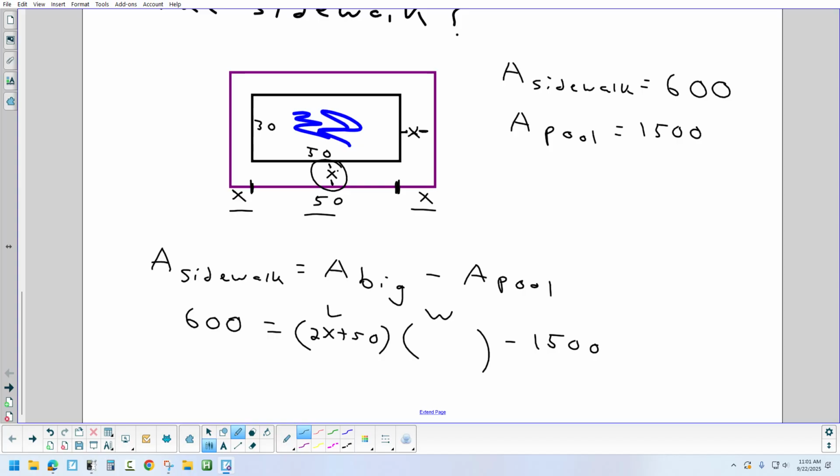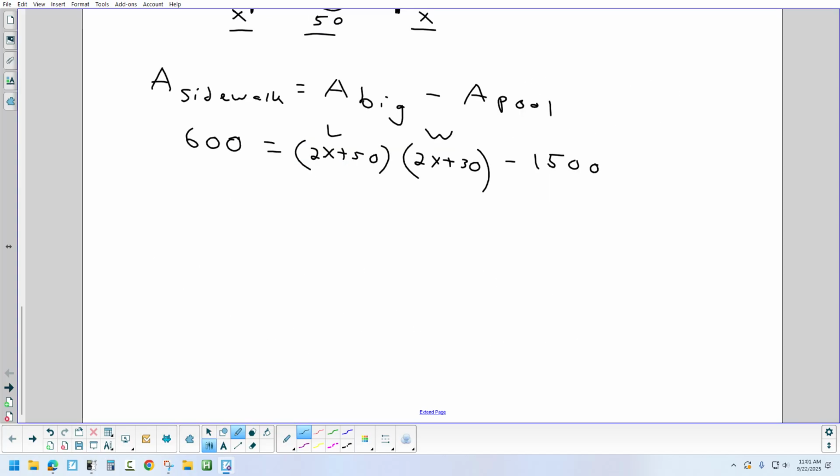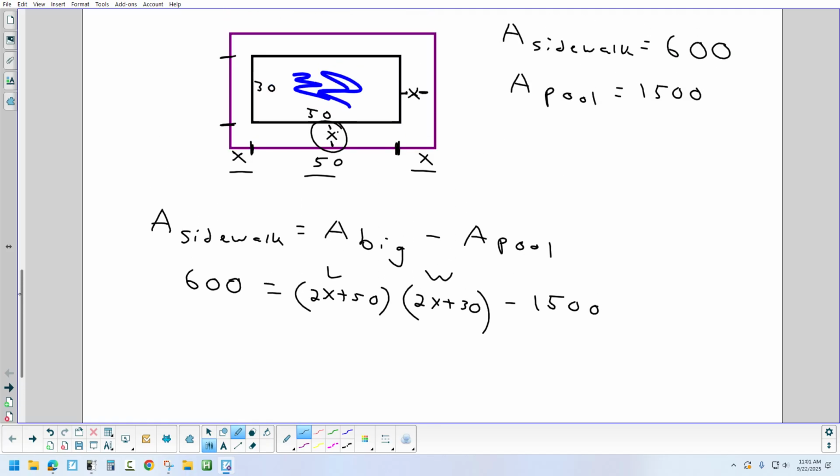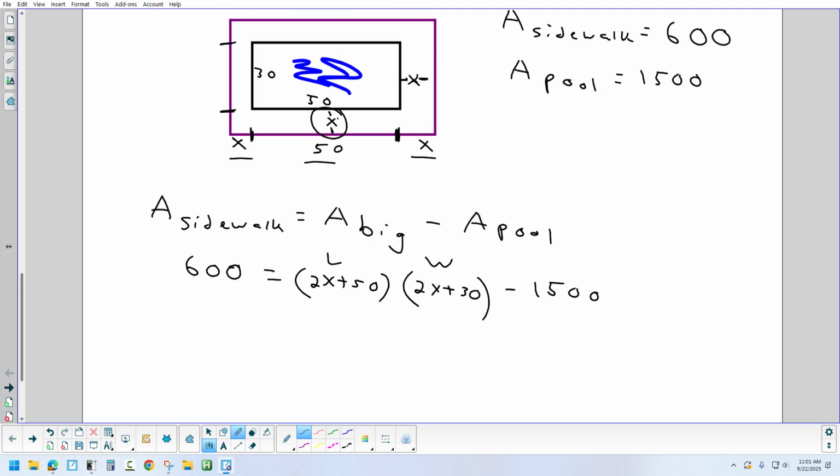And then we can do the width the same way. If you break the width into those three pieces, what's the width of the big rectangle? Yep, 2x plus 30. And now we need to solve that for x. That's our equation. Here's the area of the sidewalk, the area of the big rectangle, and we're going to take away the area of the pool.